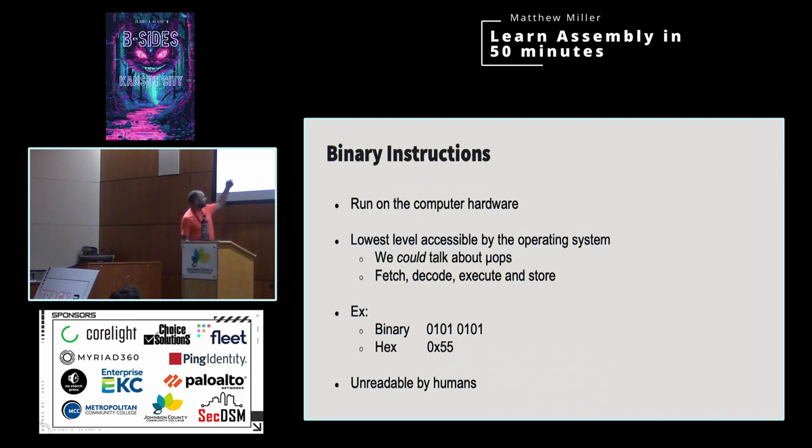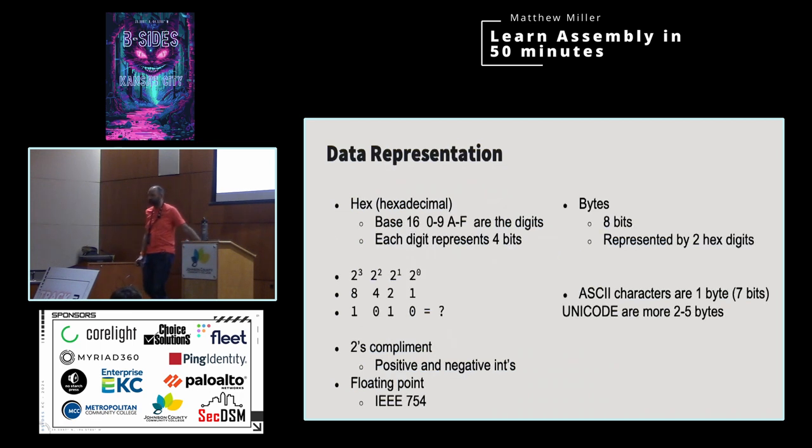So example here, there is some binary. I don't know how many of you would like to read that. Probably not very many. A little bit better is hexadecimal, and then a little bit better will be assembly, right? So assembly is a lot easier to read. So hex is actually pretty simple.